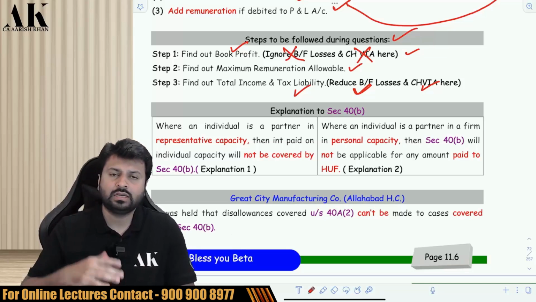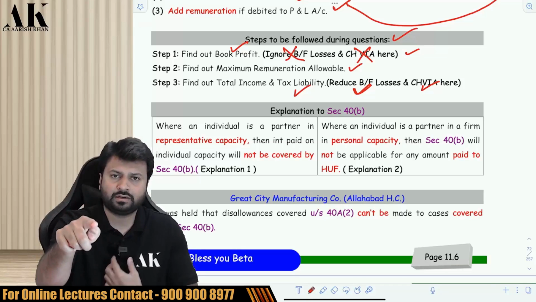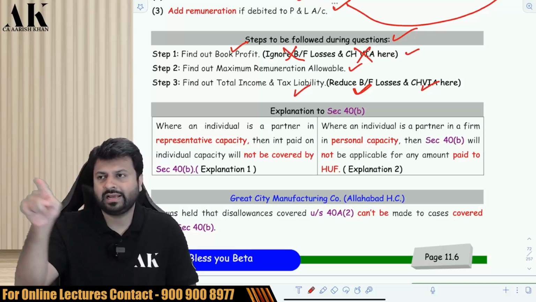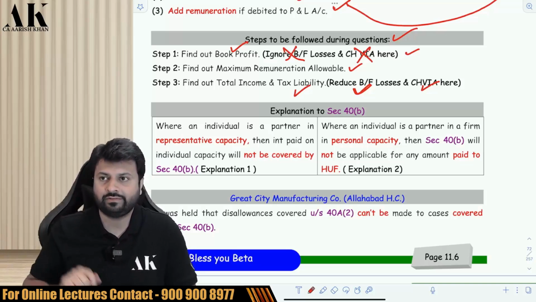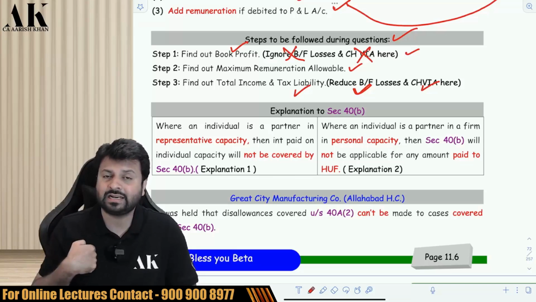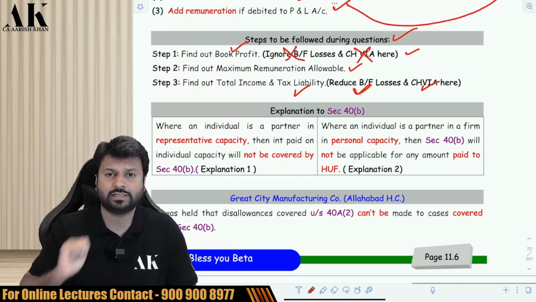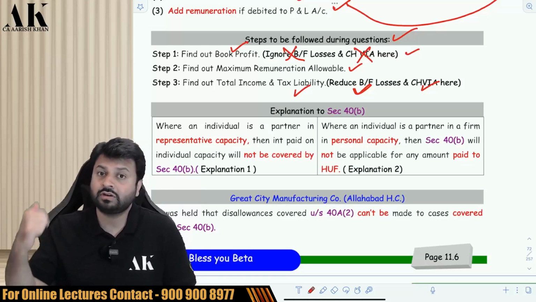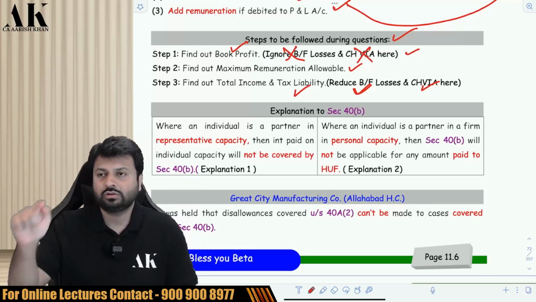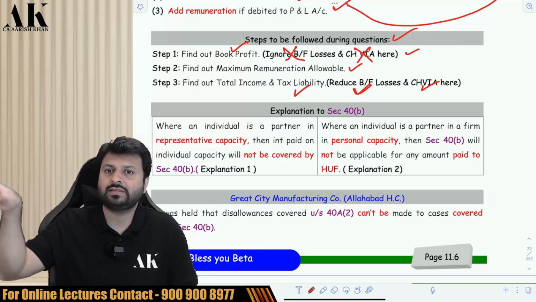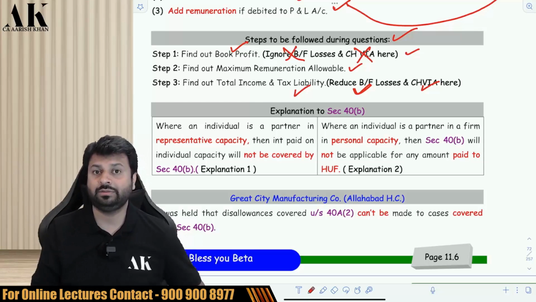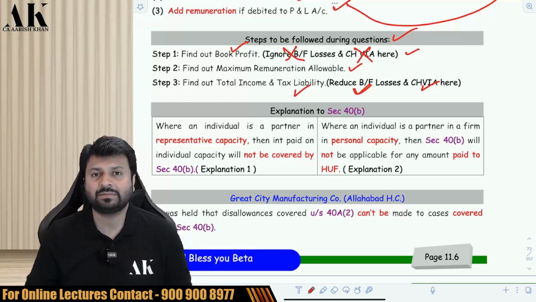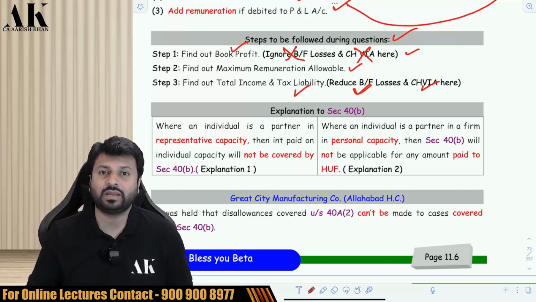Suppose I am a partnership firm and an HUF is a partner. The Karta is representing the HUF, and the Karta gives me money. Is the Karta the partner? The Karta is not the partner. The partner is HUF. If the Karta gives me money out of his personal capacity, and I give interest to the Karta, that cannot be covered in 40B, because the Karta is not a partner in the firm, but is just acting in a representative capacity on behalf of the HUF.